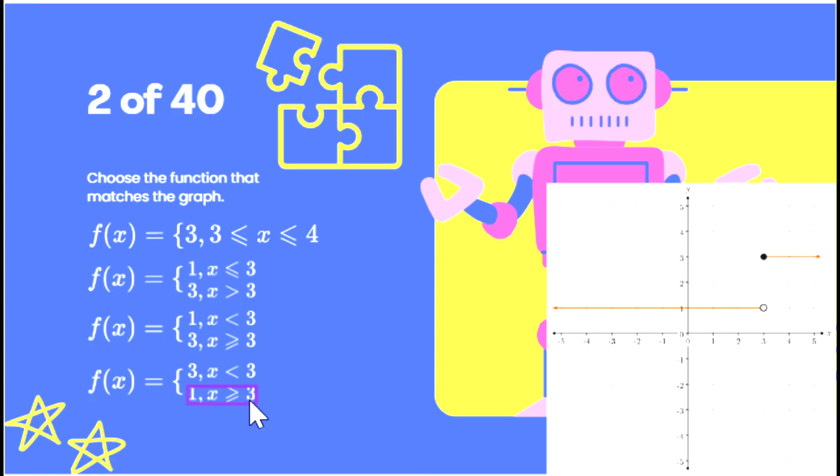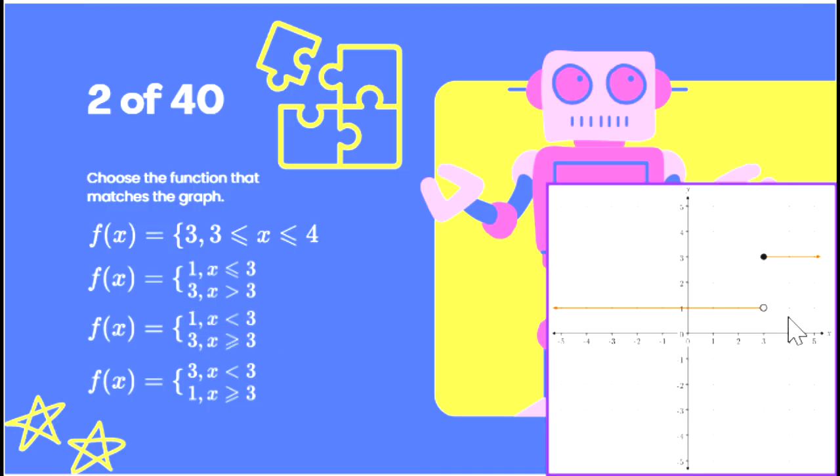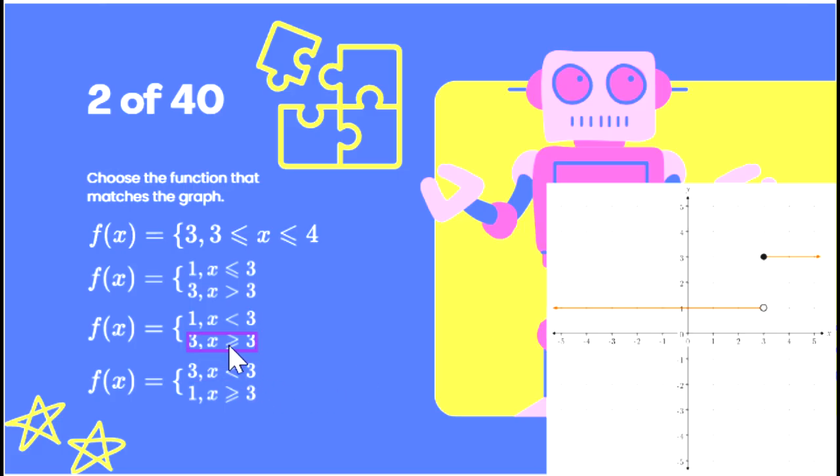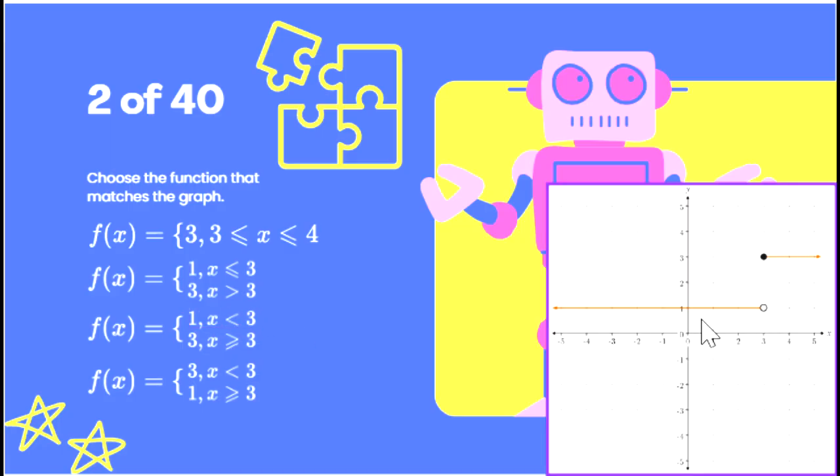So it has to be one of these two. Now let's look at these first numbers. We have a 1 and a 3 and a 3 and a 1, so these must be the y values. If x is less than 3, given 1, that ties together, and x is greater than or equal to 3 given 3. So it has to be this one, because x being less than 3 is tied to y equals 1. So this has to be your answer.